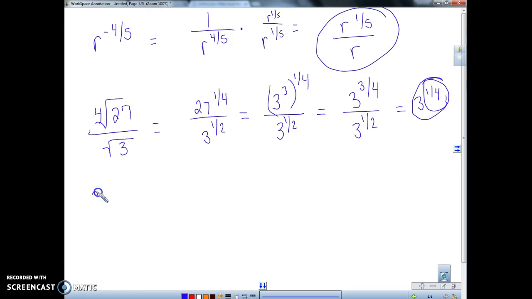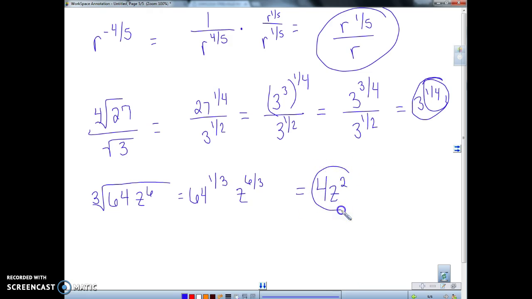The next one, the cube root of 64z to the 6th. We can rewrite that as 64 to the 1/3 and z to the 6/3. 64 to the 1/3 is 4, z squared.